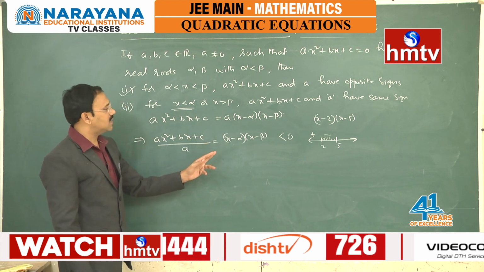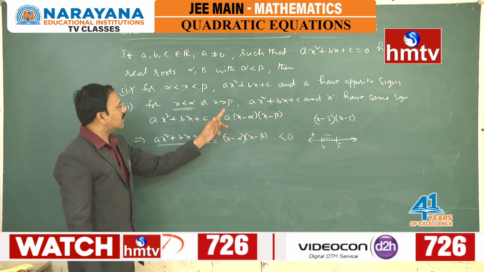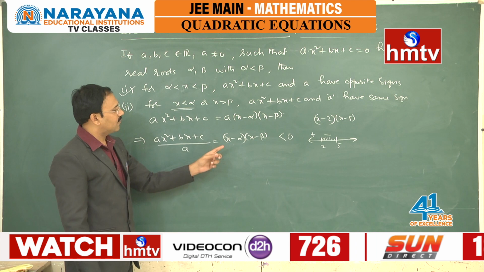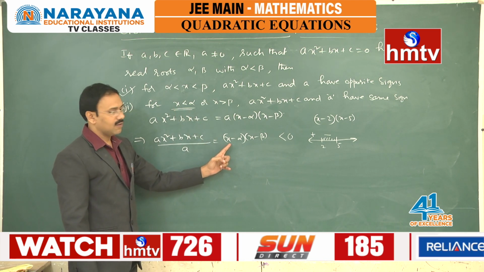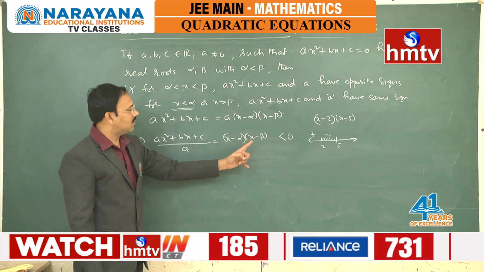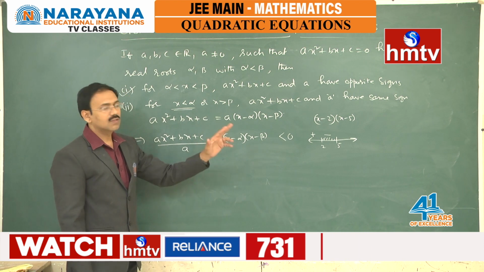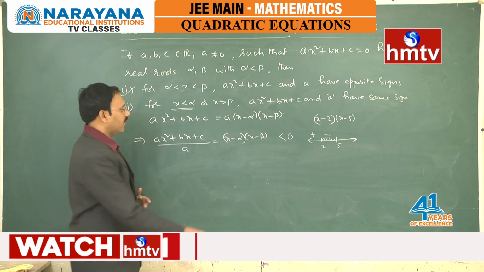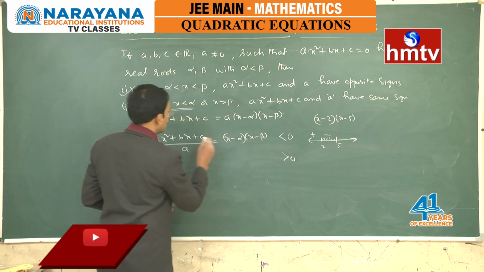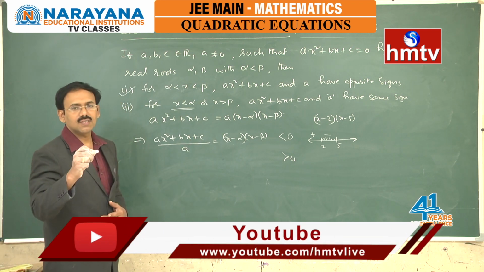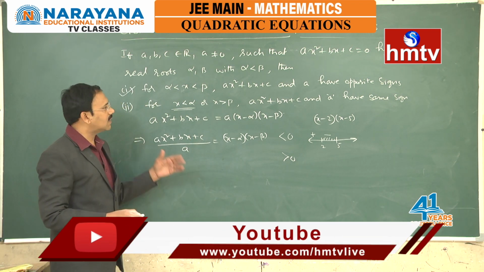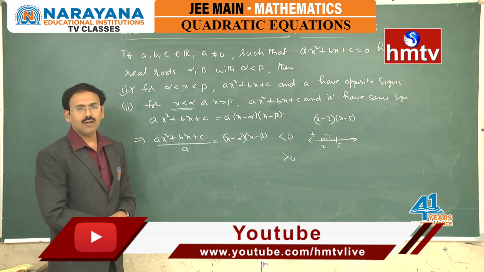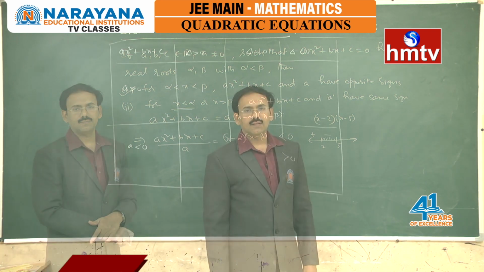So, same case here, for any x greater than beta or less than alpha, you see for less than alpha, x minus alpha is negative, x minus beta is negative, the product will be positive. When the product is positive, we say that these two will have same sign. That way we can prove the above statement.